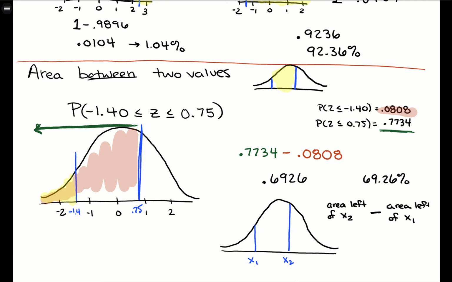So that's the basics of using the table. What we're going to do in the next video is see how we get our z-scores first, but then we'll use the table to carry out our calculations.